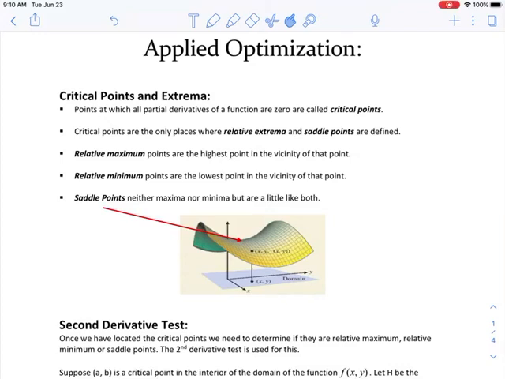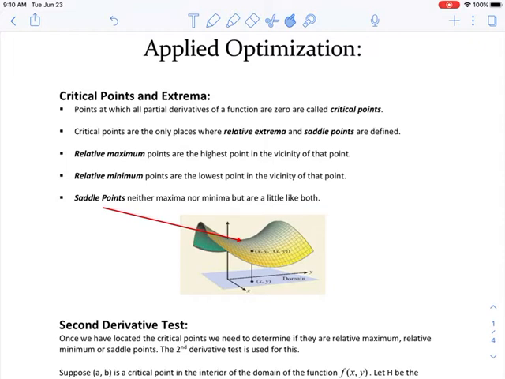In this video, I'm introducing the idea of applied optimization. Applied optimization means that we are looking to optimize some type of function. We've done this in linear programming, where we would have an objective function and we wanted to optimize it, find the maximum or minimum values given certain constraints. Well, now in calculus, we want to optimize functions, which means the same thing. We want to find maximum and minimum values.